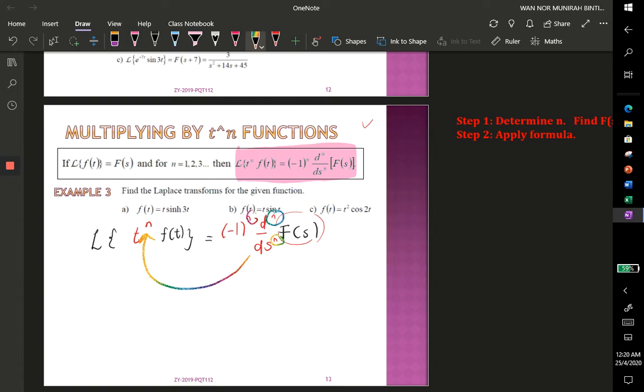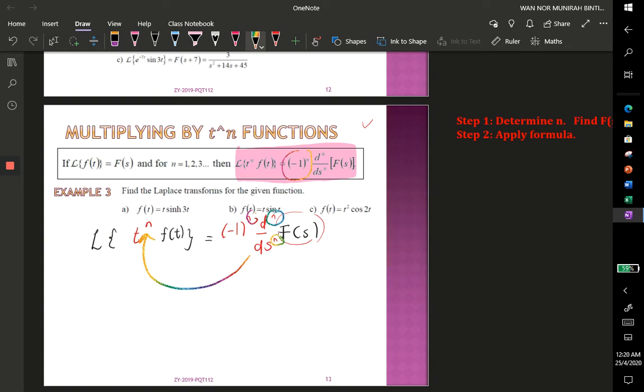So when n is an odd number, you have a negative sign in front of the differentiation of F(s). If n is an even number, you have a positive sign in front of the differentiation of F(s). So that is (-1)^n here, just a positive or negative sign. It depends on whether your degree n is odd or even.